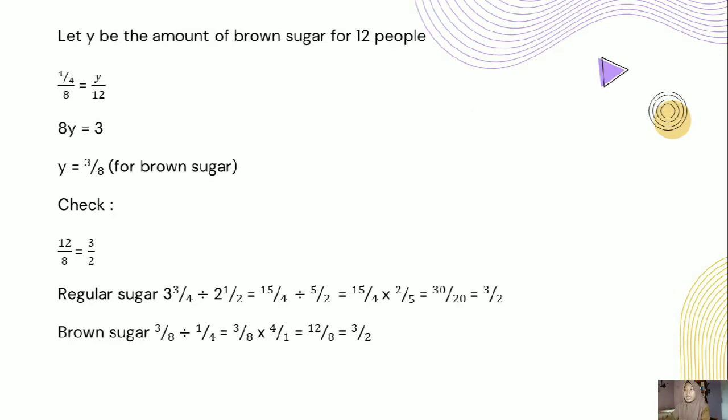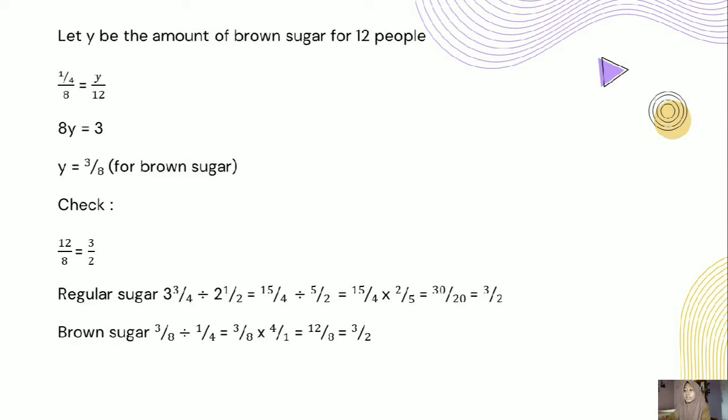And let y be the amount of brown sugar for 12 people. 1/4 per 8 equals y per 12. 8y equals 3. y equals 3 per 8. And check: 12 per 8 equals 3 per 2.